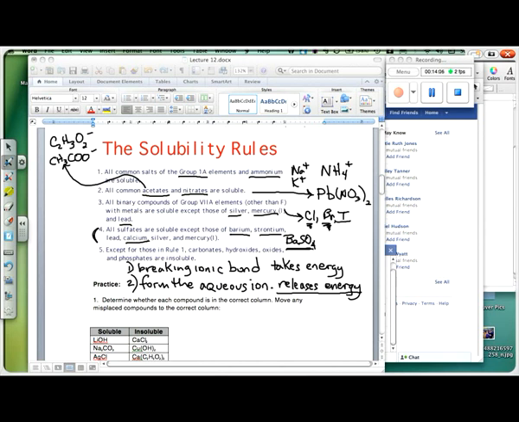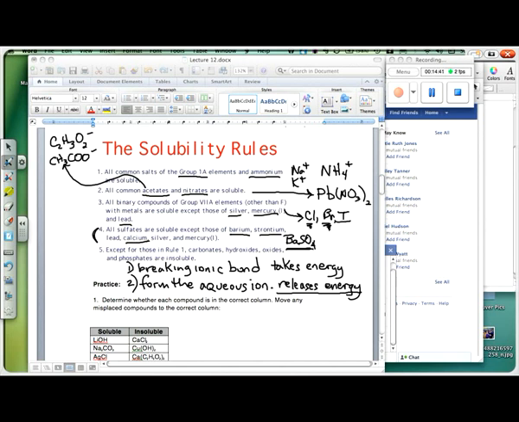Okay? And then except for those in rule 1, pretty much all of your carbonates, your hydroxides, oxides, and phosphates are not soluble. So if it has a sodium in front of it, it is, or a potassium or ammonium. Most carbonates are not soluble, nor are the hydroxides or oxides. Now, this is a good little short list. The figure in your book on page 216 is more detailed, and I like it, but this is the one that I chose to put in the notes because it takes up less room.